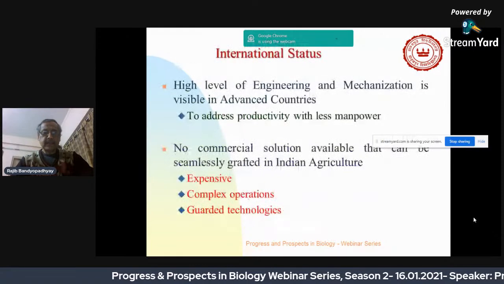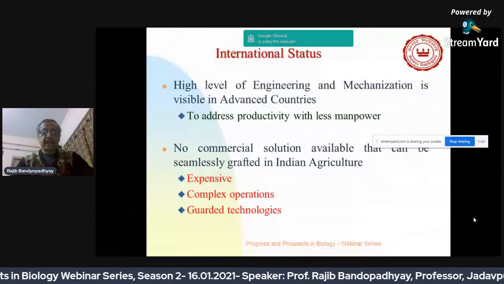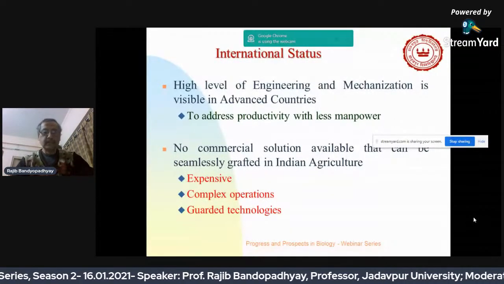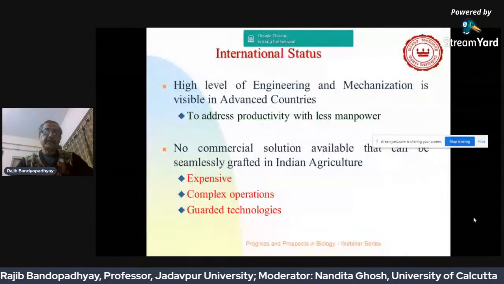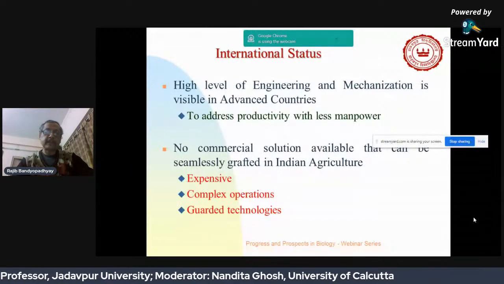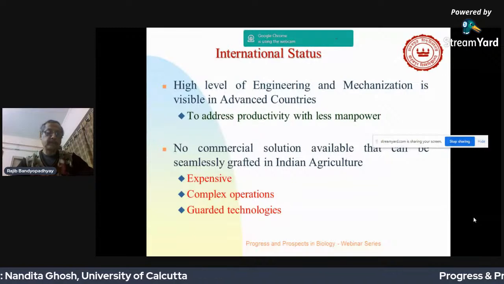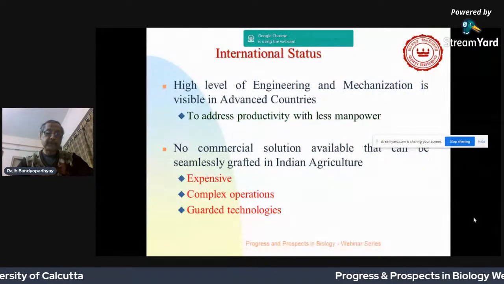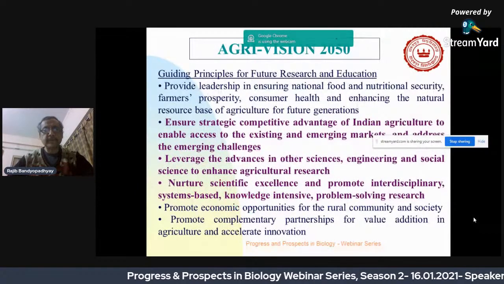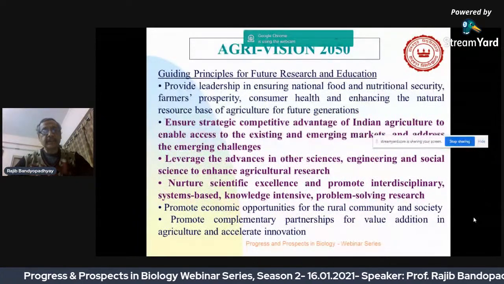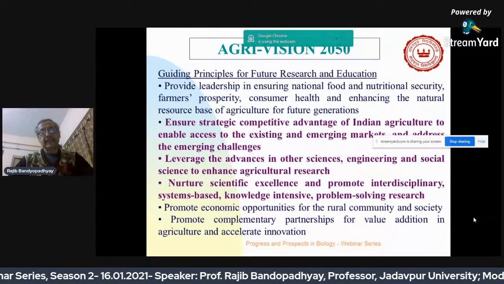And this is the international status. A high level of mechanization is available, and productivity is also higher with less manpower. The problem is that they are particularly suited for advanced countries. They're expensive, and the technologies are also guarded. So we have to develop technologies of our own. That is the need, and that's why the Indian government has published a document called Agri Vision 2050. So for the next 30 years, what would be the roadmap in the field of agriculture?